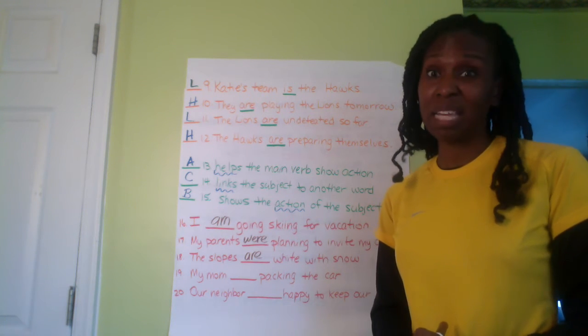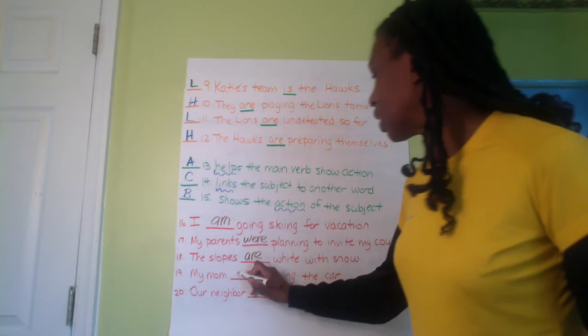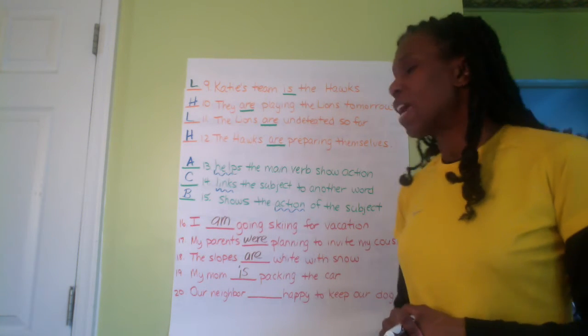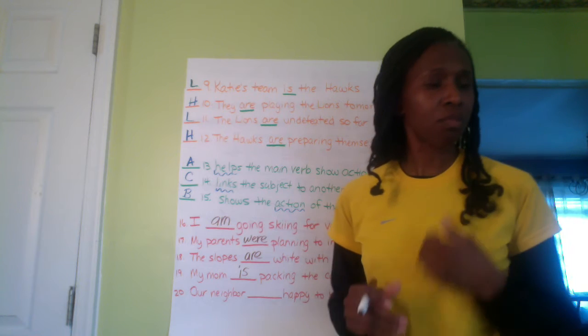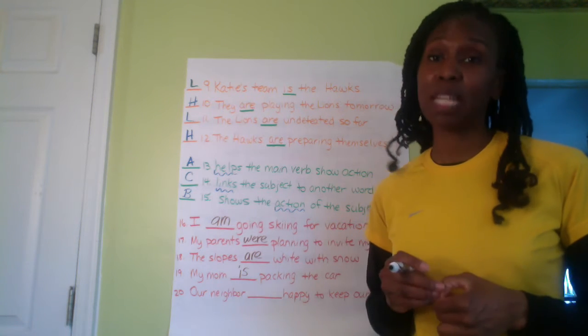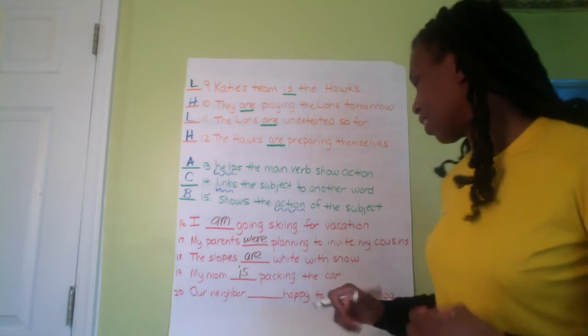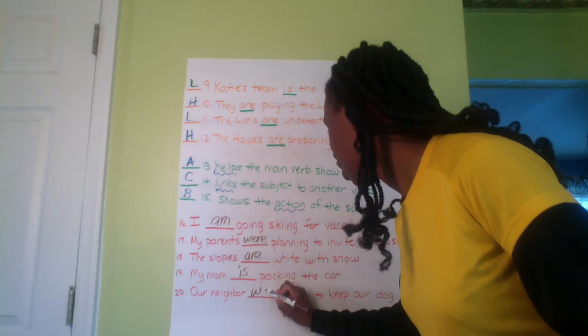Number 19, my mom blank packing the car. Has to be my mom is. It's only one person. So we need a singular verb. She is, mom is packing the car. And then number 20, our neighbor blank happy to keep our dog. Our neighbor was happy to keep our dog. All right.